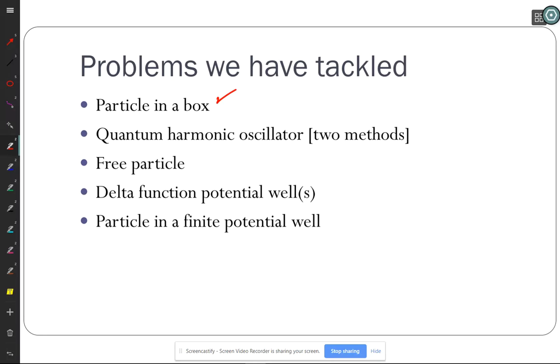Okay, delta function potential well. We had 2 variations, the one that we did in class and the one that was on the homework, which I am going to spend the rest of the class period in a few moments going over. And so with the delta function potential well, we found only one solution for the bound case. What made it a bound case? When the energy was below 0 in that case. And then we did particle in a finite potential well. That's the last problem we did. I think that's the last problem we did.